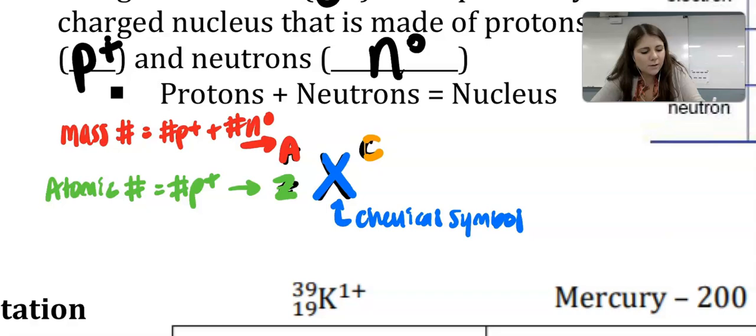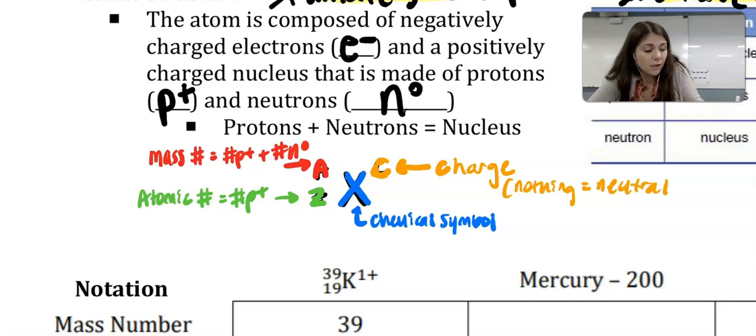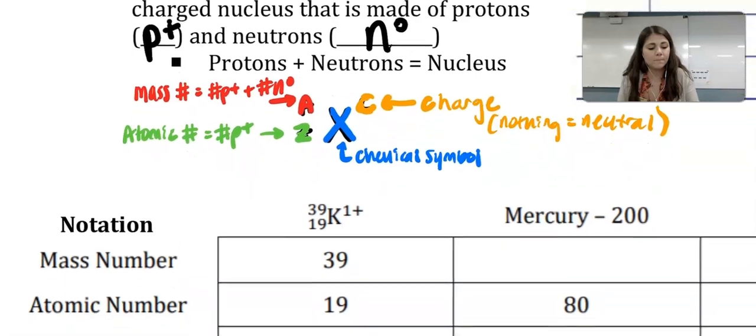And then C right here, sometimes you won't see something in the top right-hand corner. If you do, this will indicate charge. This is just the charge of the atom. If nothing's there, we assume neutral. Remember, that kind of goes back to what ions are, okay?